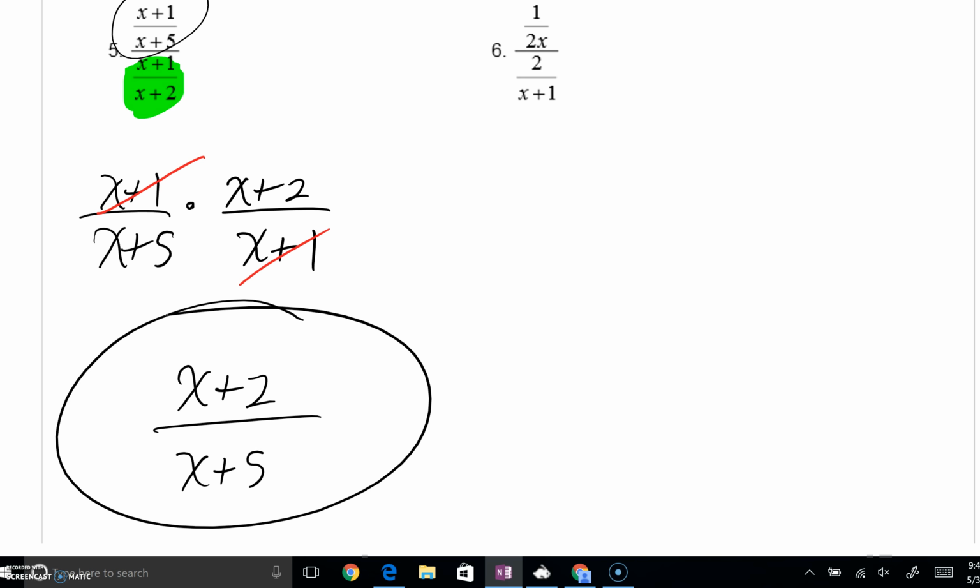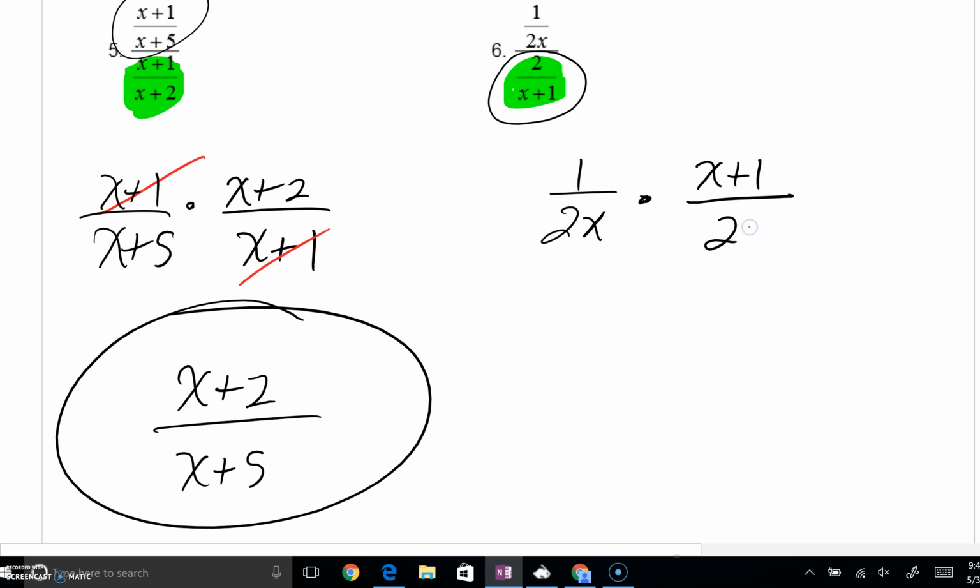In the same way for number 6, we're getting close to wrapping up. I hope you're drawn to the second fraction, the fraction in the denominator. That's the one that you've got to flip. Rewrite the top one exactly how it is. It's 1 over 2x. Don't change that. But it's that second fraction, guys, that will get flipped.